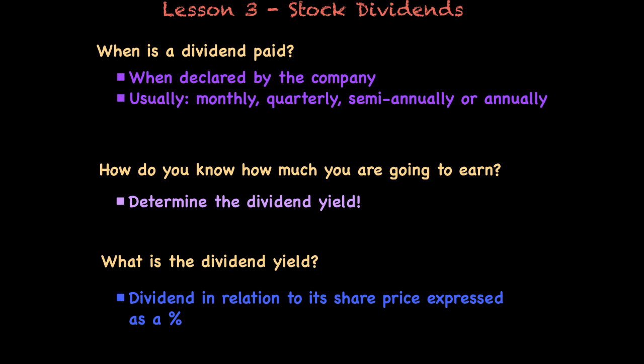How do you know how much you are going to earn? Well, that's where the dividend yield comes in, and we'll be looking at that. What is a dividend yield? A dividend yield is taking a dividend and comparing it to the share price and expressing it as a percent. That's our yield. For example, taking what we earn in our savings account and comparing it to what we first put in, we can find out what our percent of earnings is.